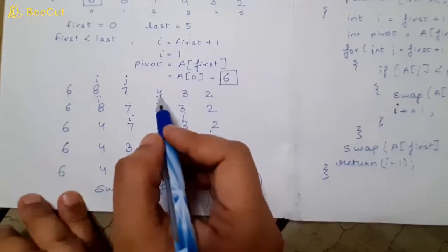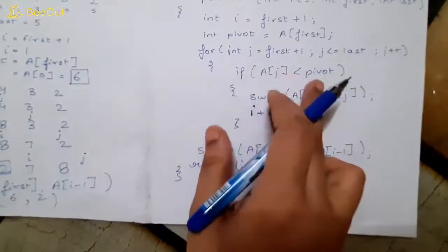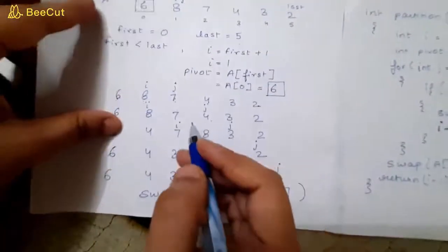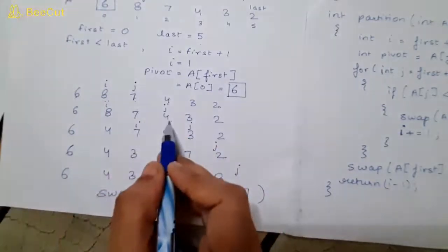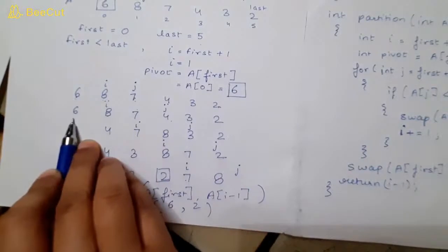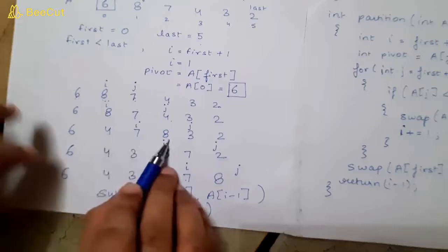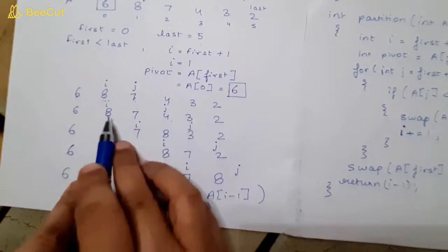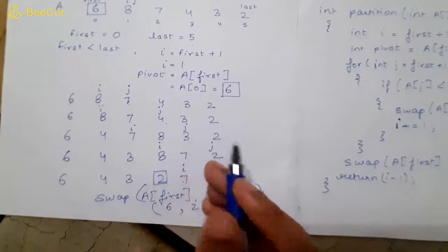So in that case what will happen? See the code. In case array of j is less than pivot, then you have to swap a of i and a of j. That means 4 will come here, 8 will come here. And you have to increment the value of j by 1 and i by 1. So i plus plus, j plus plus. That is what we are doing in this quicksort.